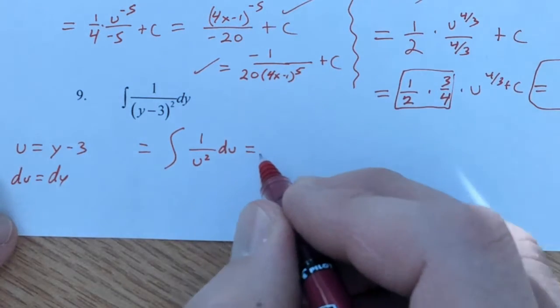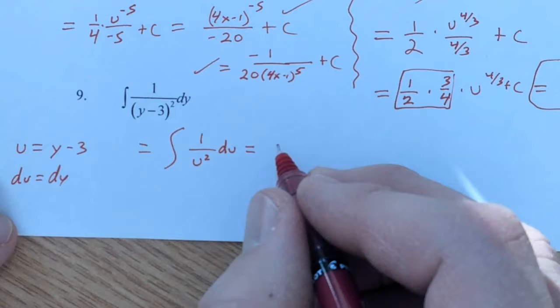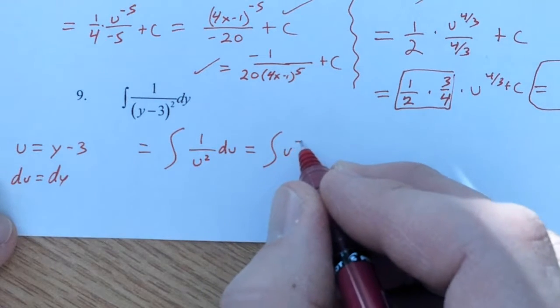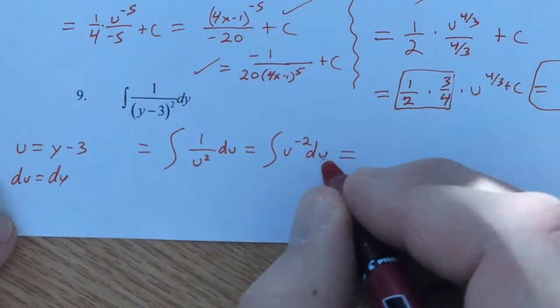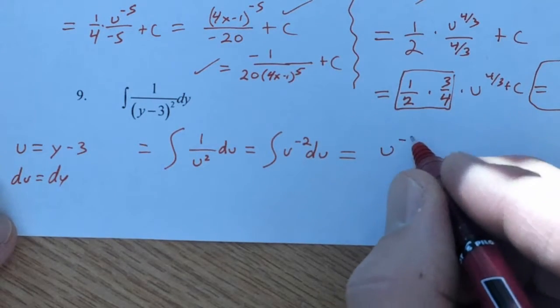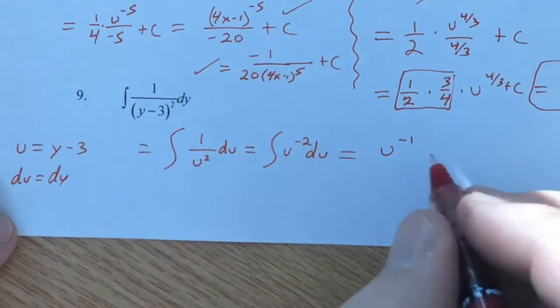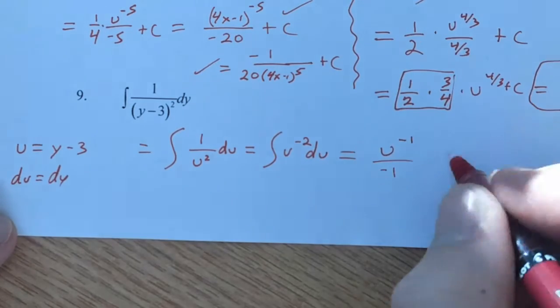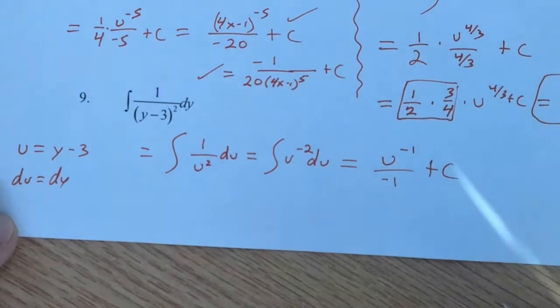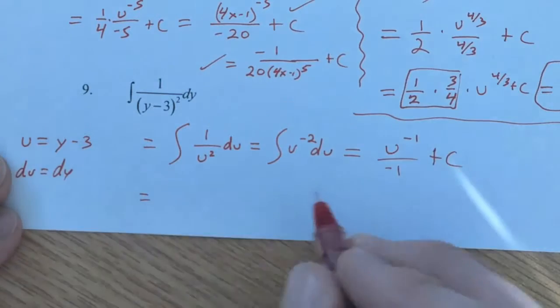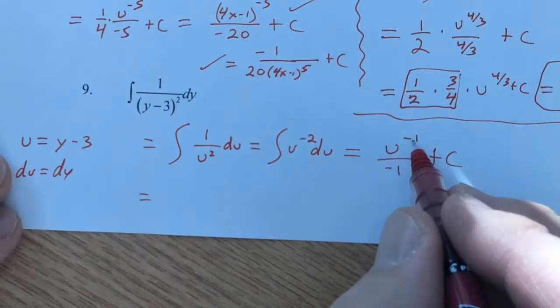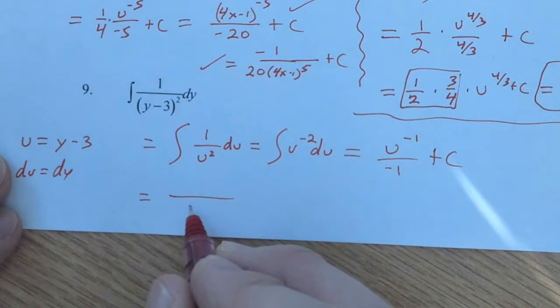All right, and we know that an exponent in the denominator can be moved to the numerator. We just have to make it negative, so that's u to the negative 2 du. And the antiderivative means we add 1 to our exponent, and we divide by that same number, plus our arbitrary constant. All right, and so that means, with a little altering here, u to the negative 1 means we can move it down into the denominator.